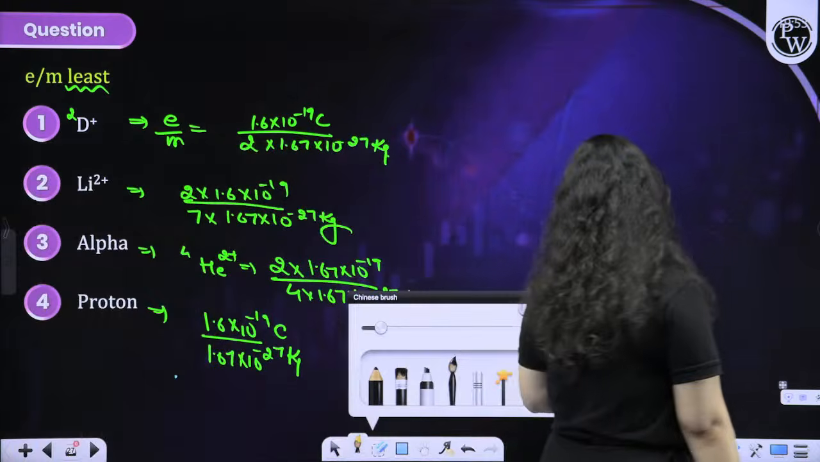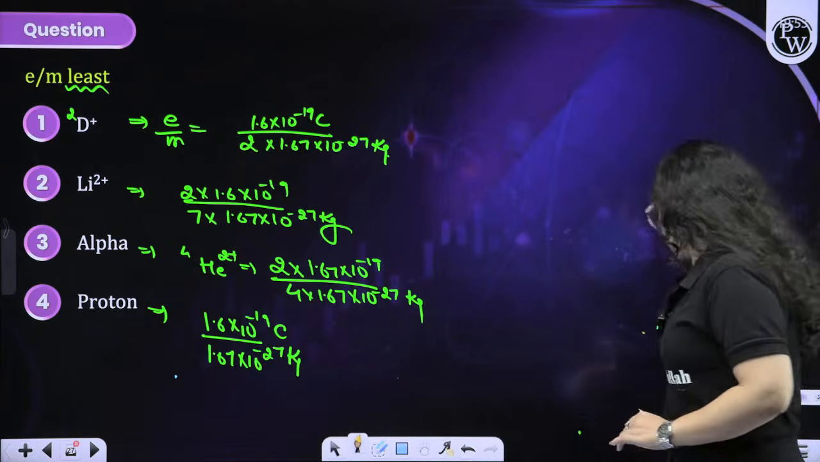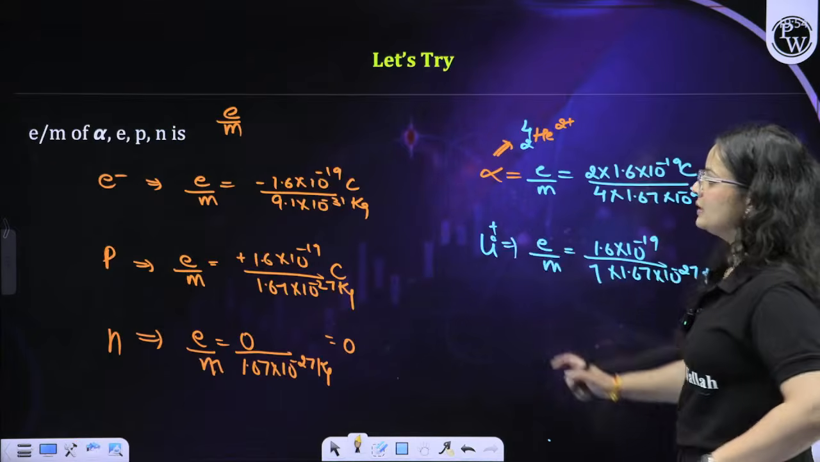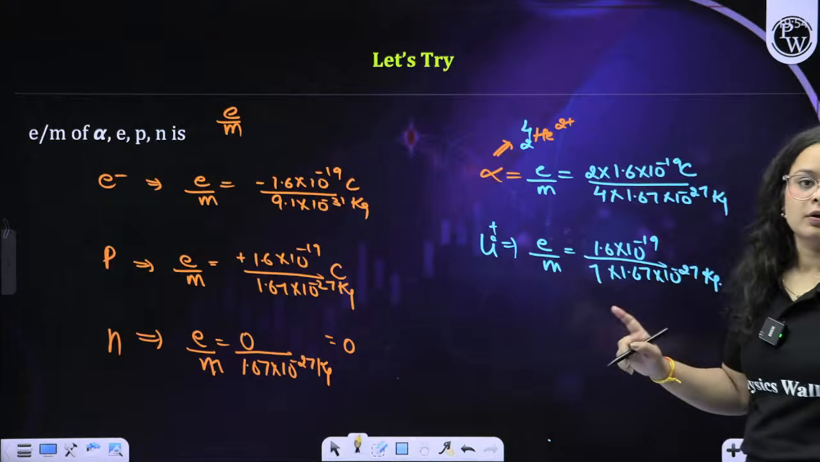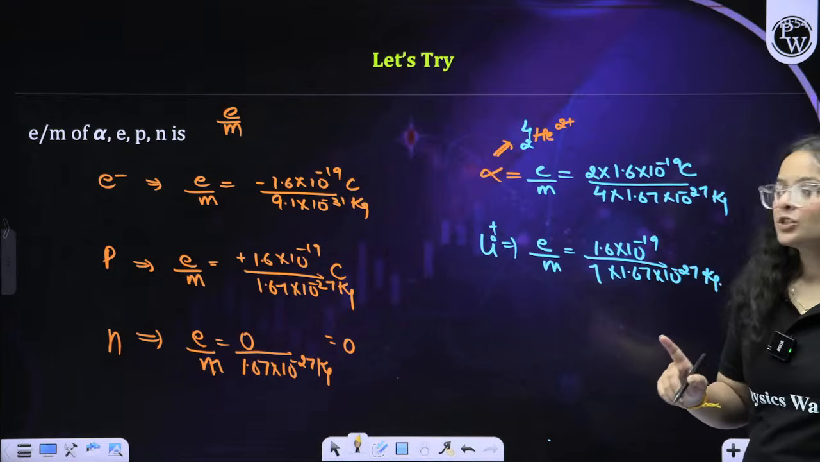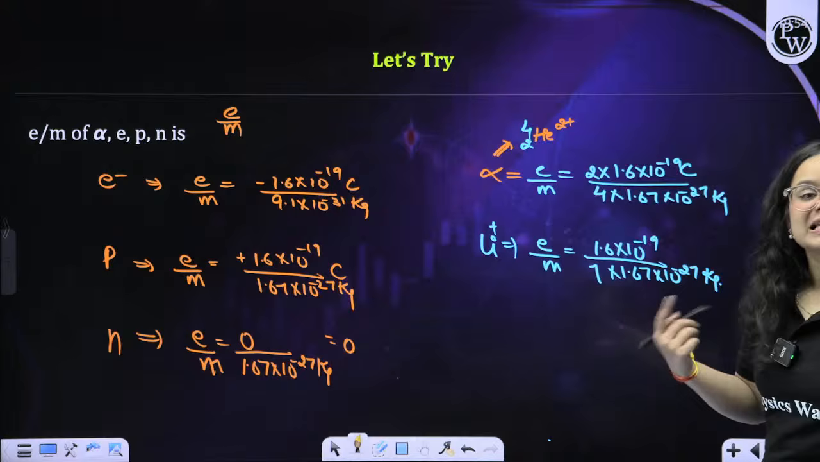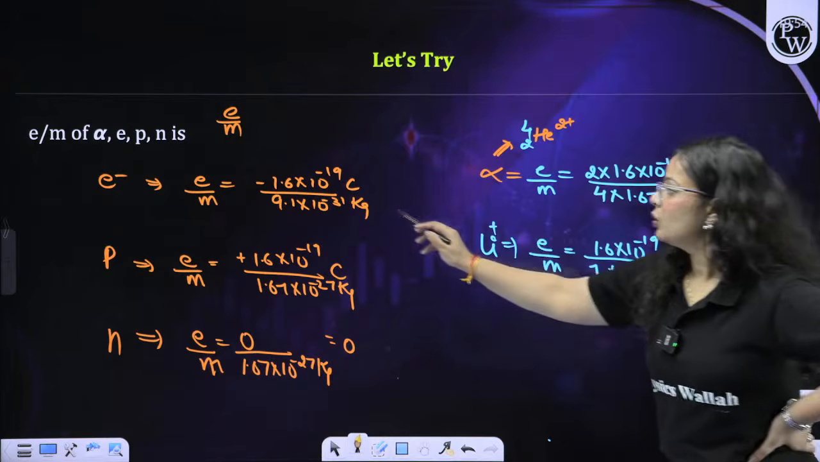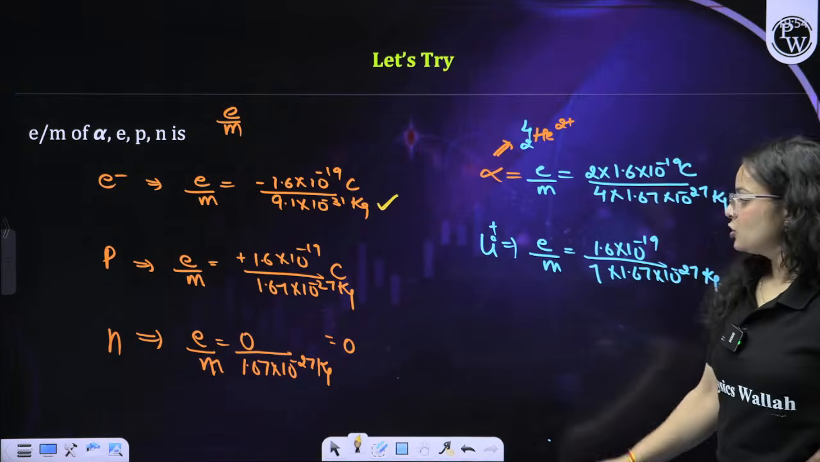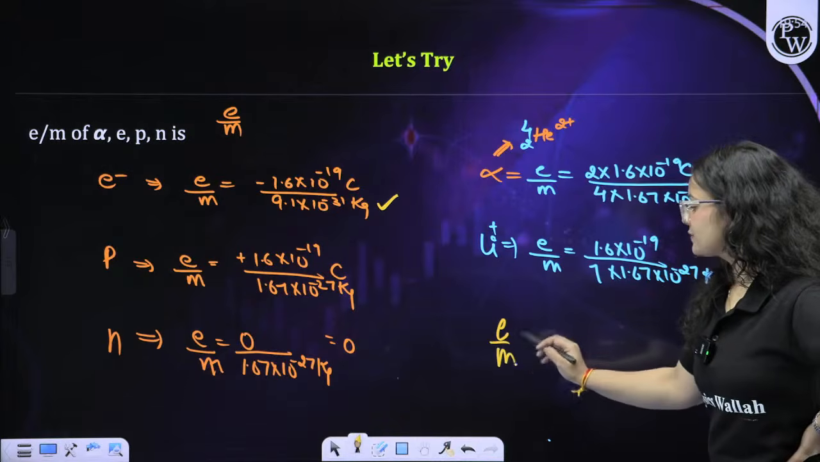Electron, beta, just have a look. In the previous portion as well I told you about the electron. Is e by m least or max for it? If I ask you about the maximum e by m, the electron carries the least value of mass. So e by m is max for electron.